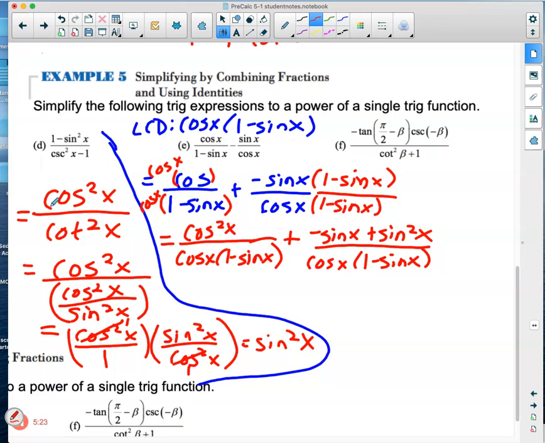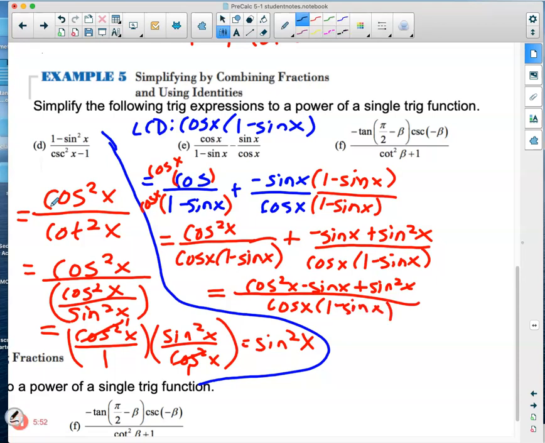So what we've done so far is just to figure out how we get these two to have an LCD. And once they both have that same denominator, it's a common denominator, and we can go ahead and add. So up there in the numerator, I have cosine squared x minus sine of x plus sine squared x all over cosine of x times the quantity 1 minus the sine of x.